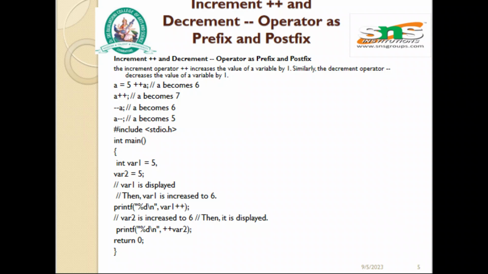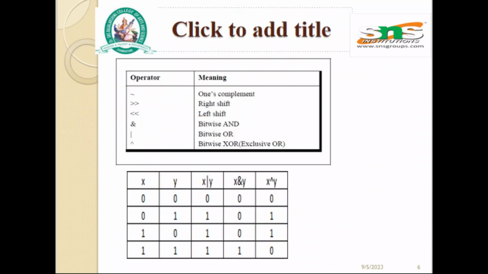If it is a plus plus and the value of a is 5, then in the next round it will give 6, increasing by 1. Similarly, if it is a minus minus, then the value 5 will decrease by 1 and become 4. Next we have included some programs: hash include, main, and variables 1 and 2 set equal to some values.